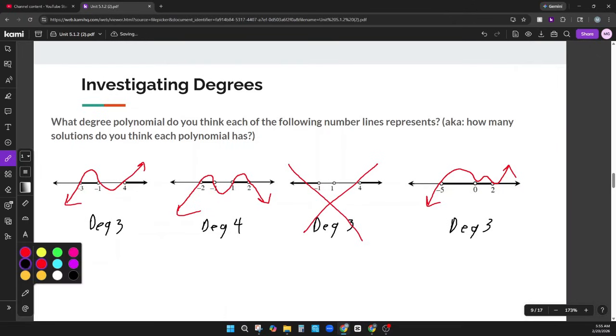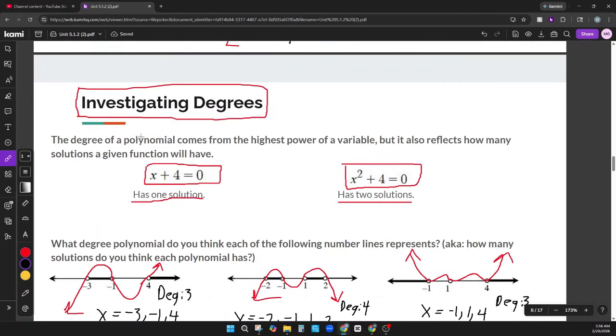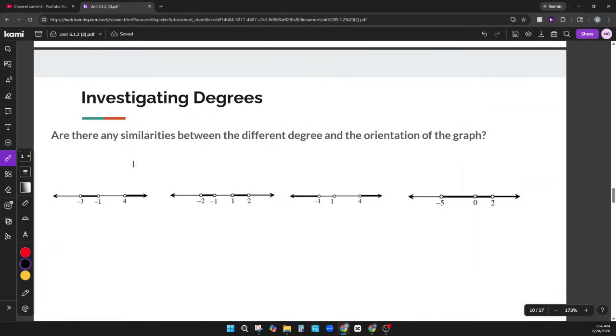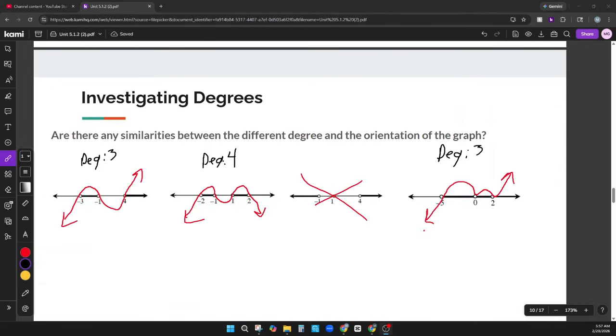But for this particular section, I want to ask, what degree polynomial do you think each of the following lines represents? How many solutions do you think the following has? Okay, so that's a duplicate, excuse that. Give me a moment to populate this slide. This is the slide that I want to be on. All right, sorry about that duplicate slide.